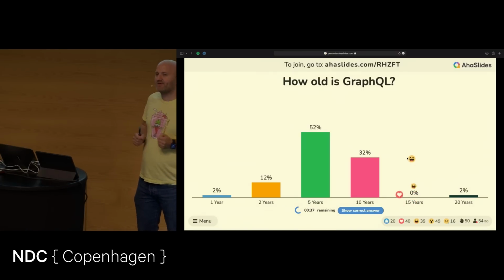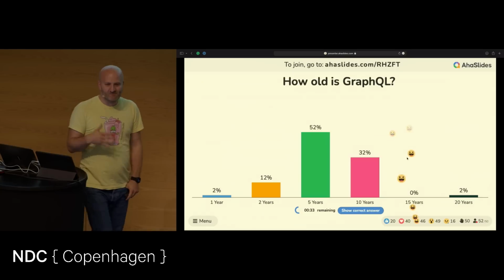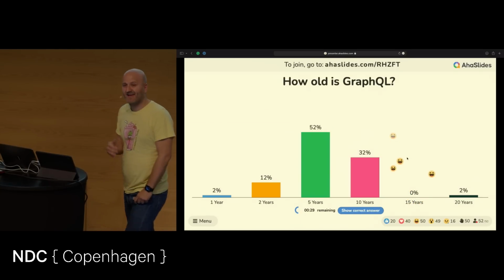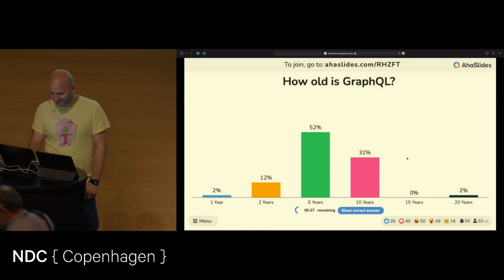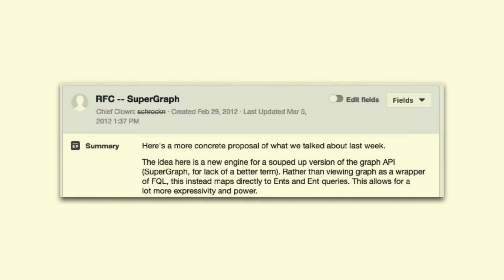So most people think it's 5 years, and when I go to conferences, most people will exactly say it's 5 years old at .NET conferences. Actually, it was released in 2012, and initially they called it Supergraph, for lack of a better name. So in March 2012, Facebook released GraphQL into production.